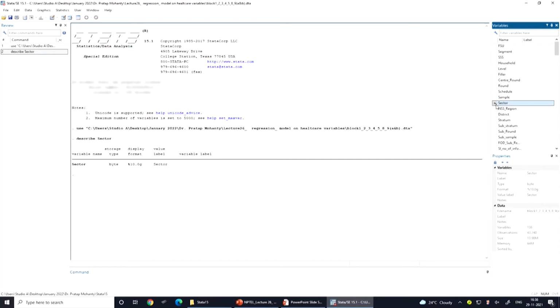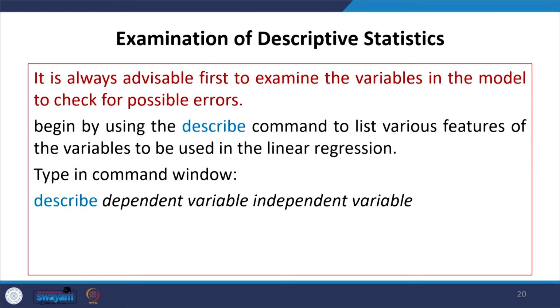This has given me information about the storage type of this particular variable and its label. Since labels are not defined correctly, it is not showing in detail what categories it has. We will show that later, but at this moment I will explain it differently.